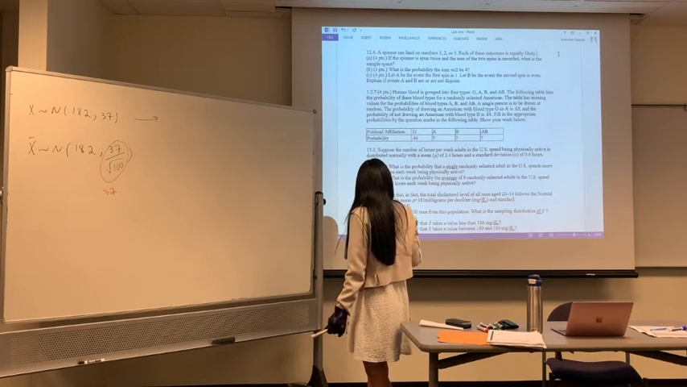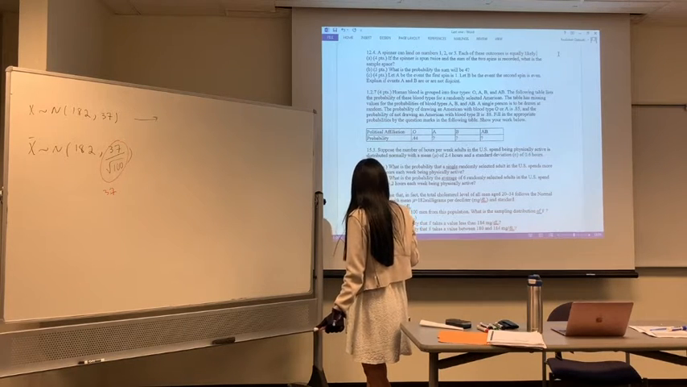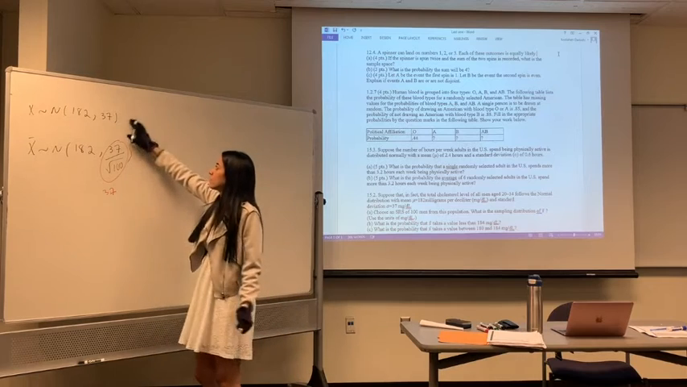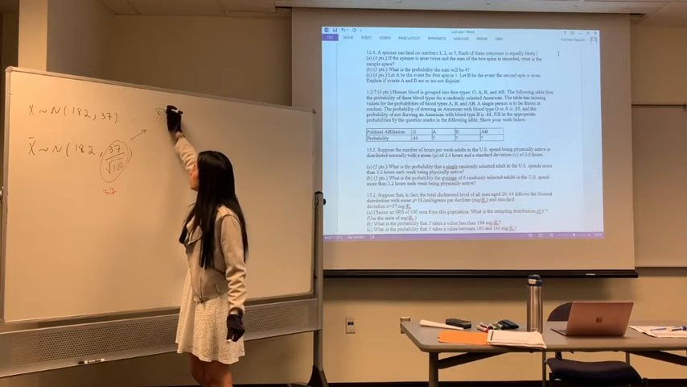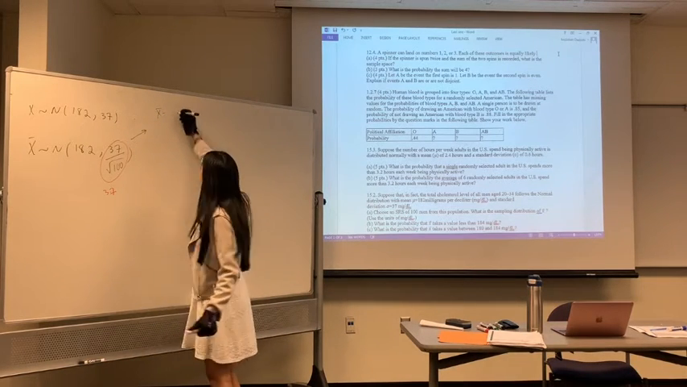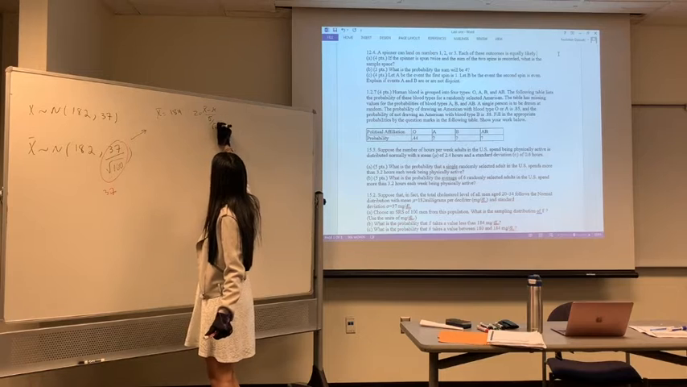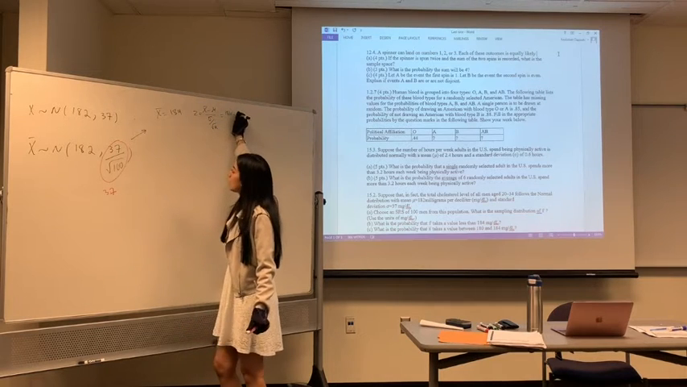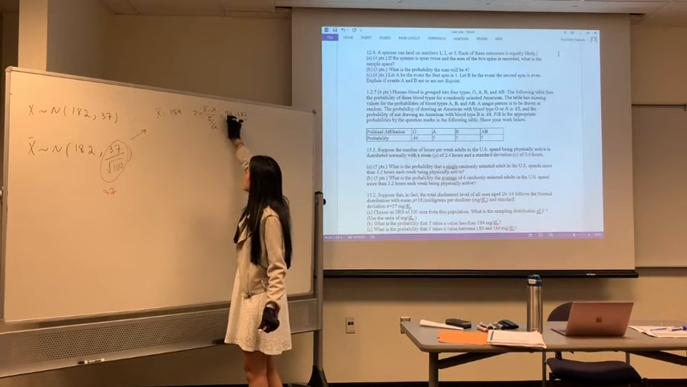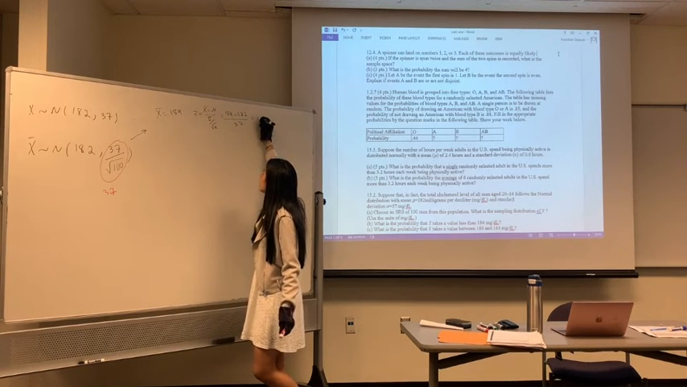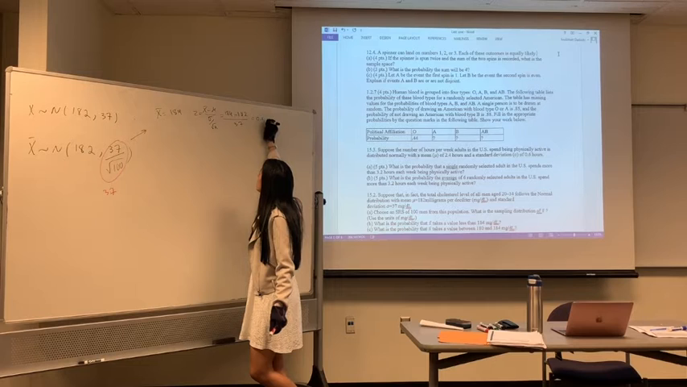B says, what is the probability that X bar takes a value less than 184? Okay, I'm going to use this one. Z equals X bar minus mu divided by sigma over square root of n. 184 minus 182 divided by 3.7 is equal to 0.54.